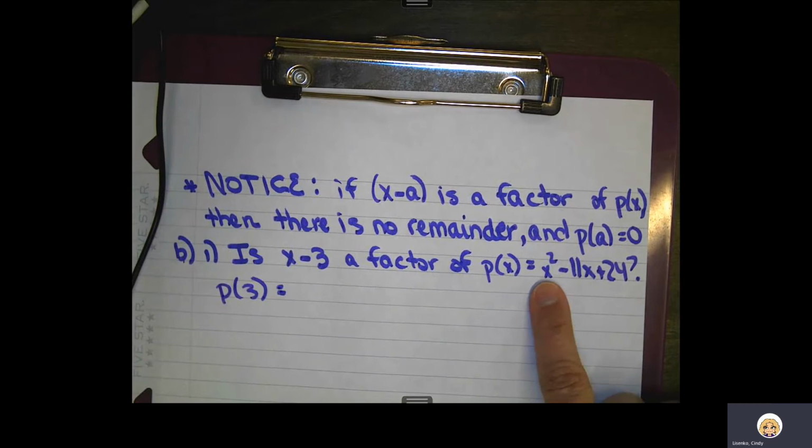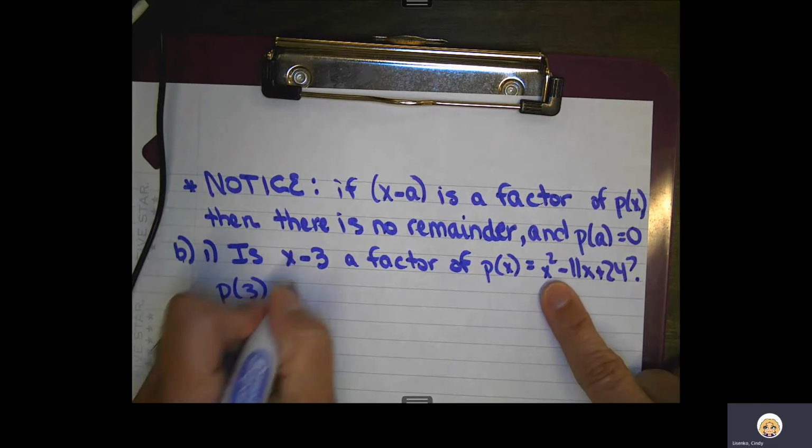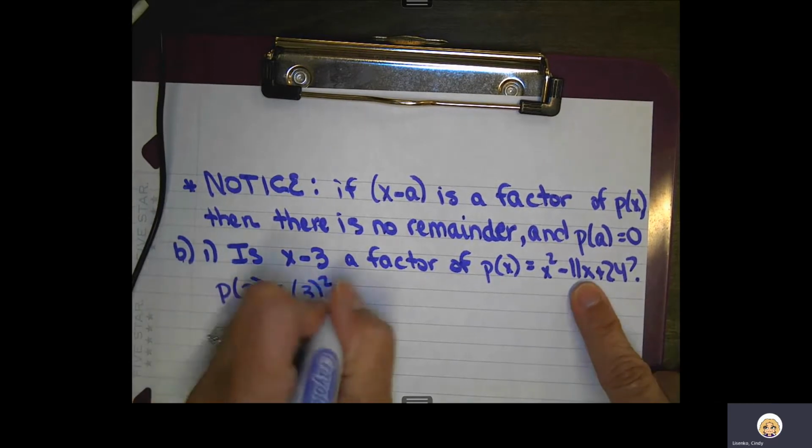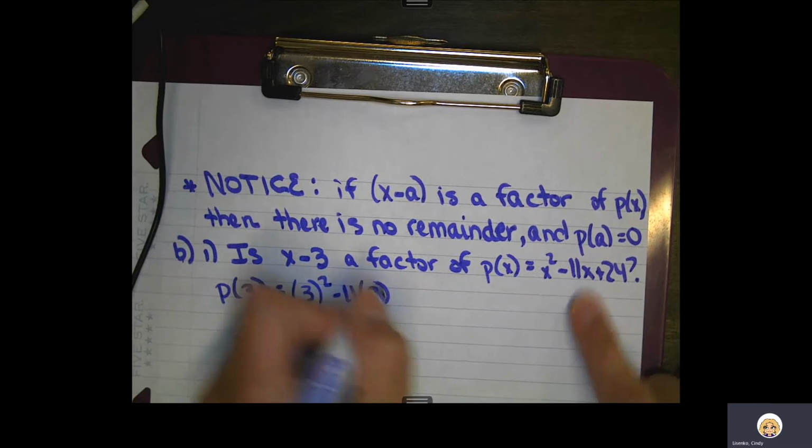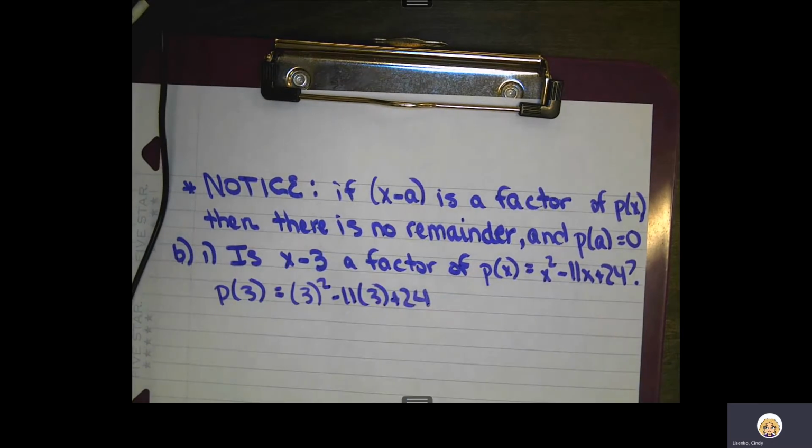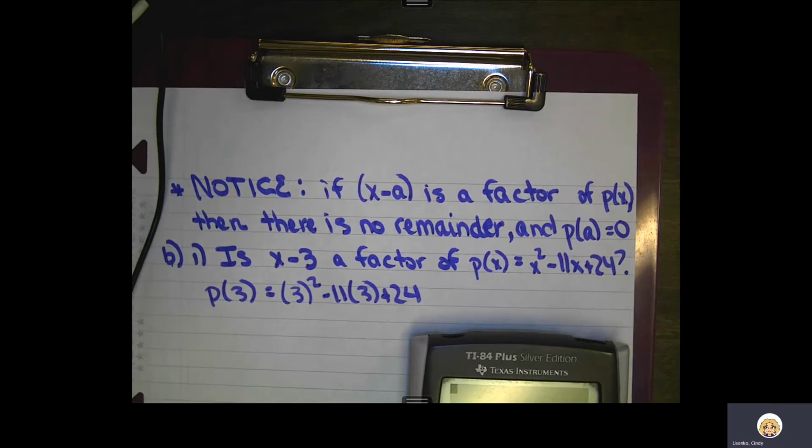My work is I'm going to show all of these x's changing to 3's. So we're going to have 3 squared minus 11 times 3 plus 24. So I can go to my calculator and type that in, or you can go to y equals. So I'll show you both one more time. So 3 squared minus 11 times 3 plus 24. We get an answer of 0, so the answer is yes.